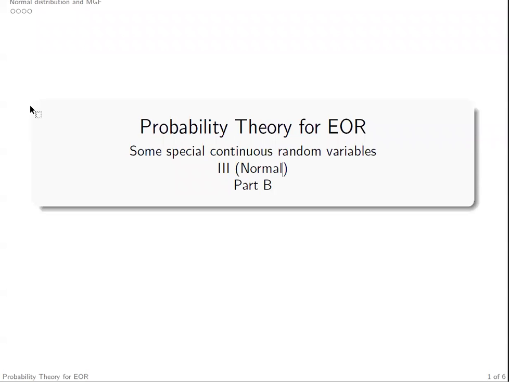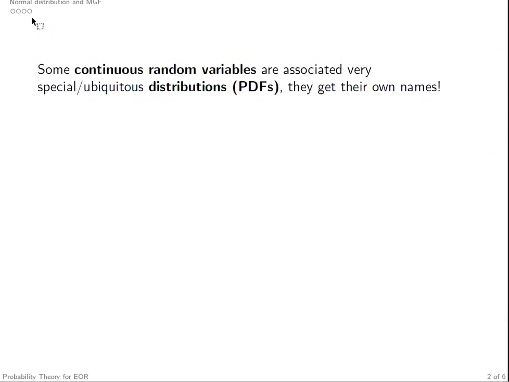This video is about one special continuous random variable, the normally distributed random variable. We know some continuous random variables have very special distributions. They get their own names.